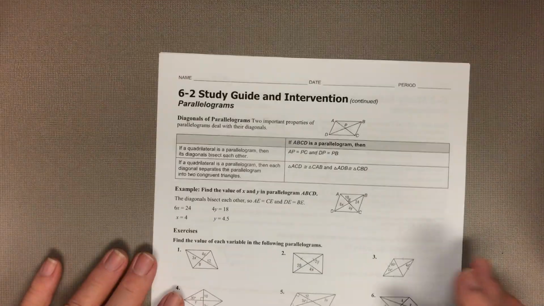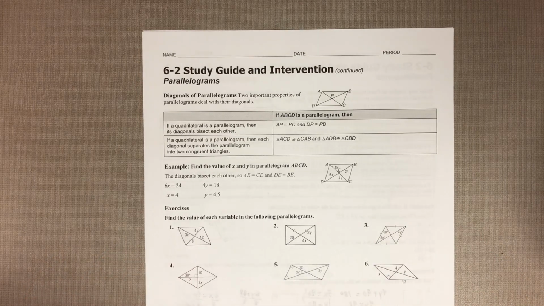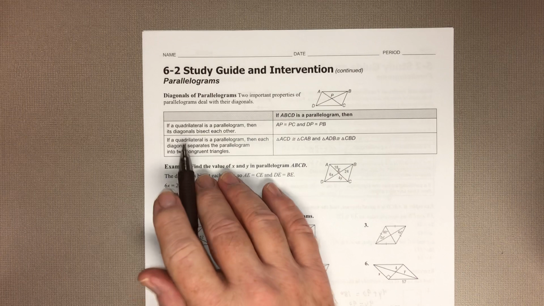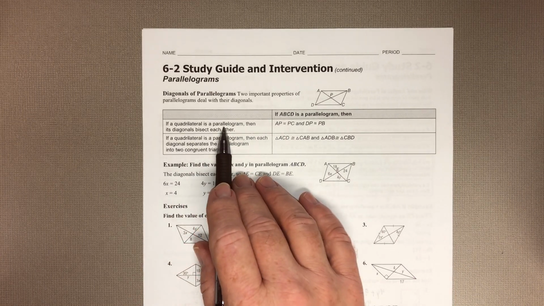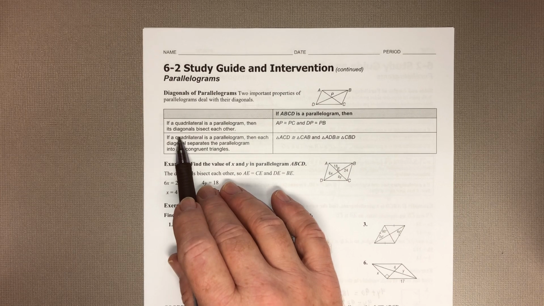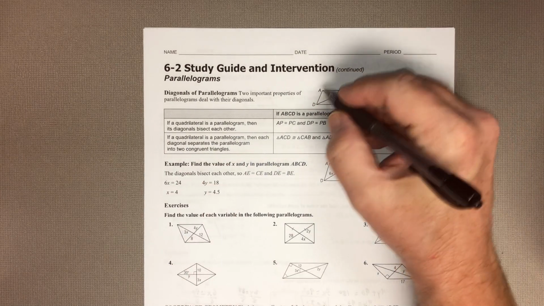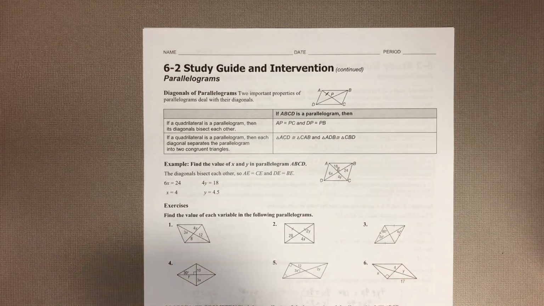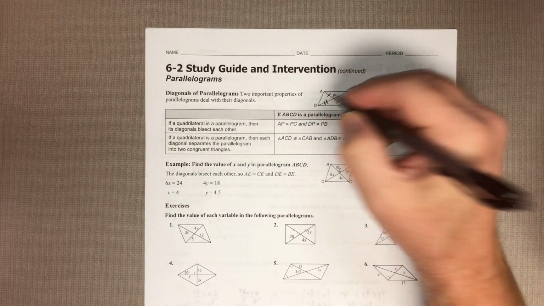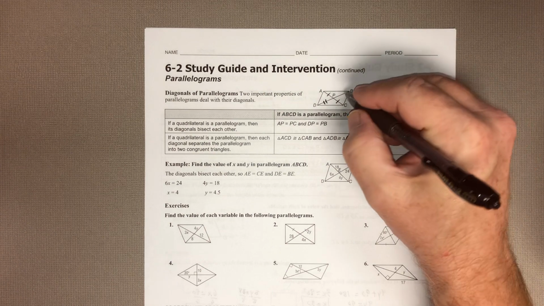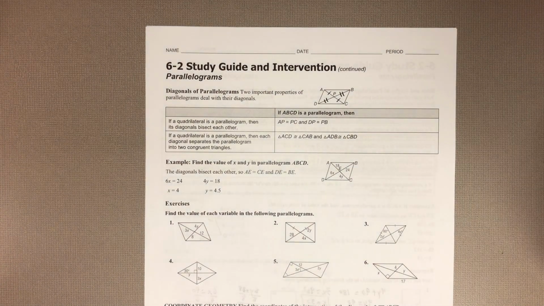Okay, now there are some theorems that deal with the diagonals of a parallelogram, and the first one is that if a quadrilateral is a parallelogram, then its diagonals bisect each other, and that would mean that segment AP would be congruent to segment CP, and segment DP would be congruent to segment BP.